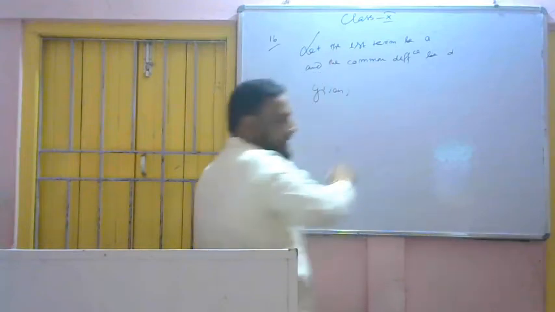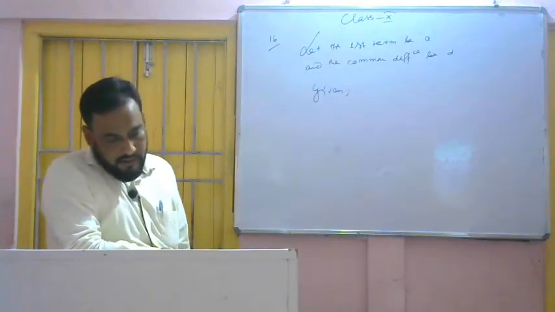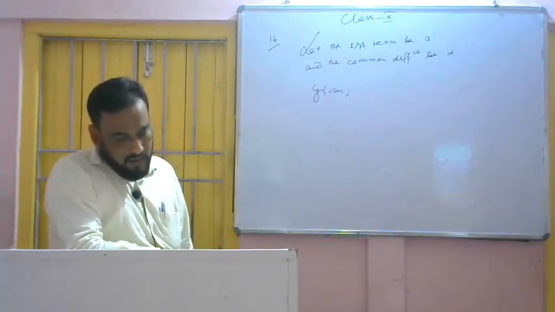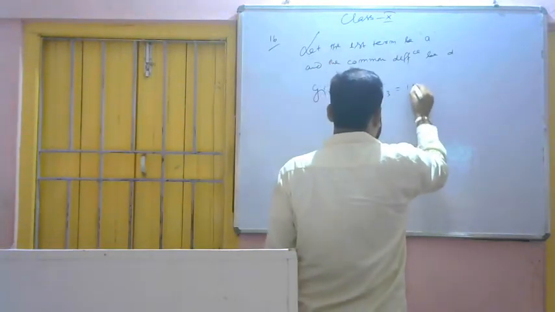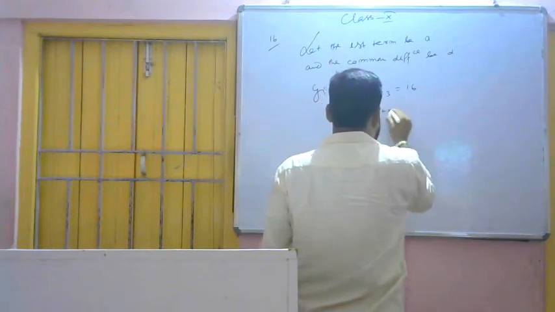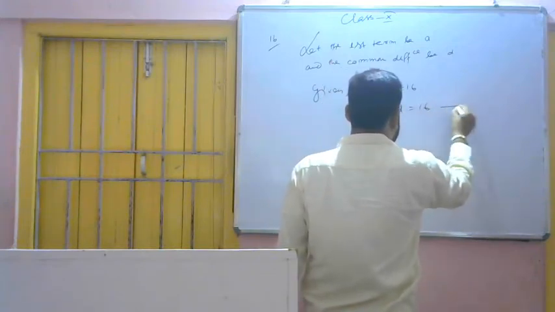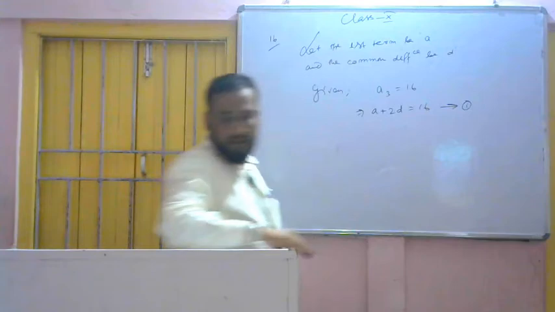Now what are the hints given? Third term is 16. A3 is equal to 16 implies A plus 2D is equal to 16. This is your equation number 1.